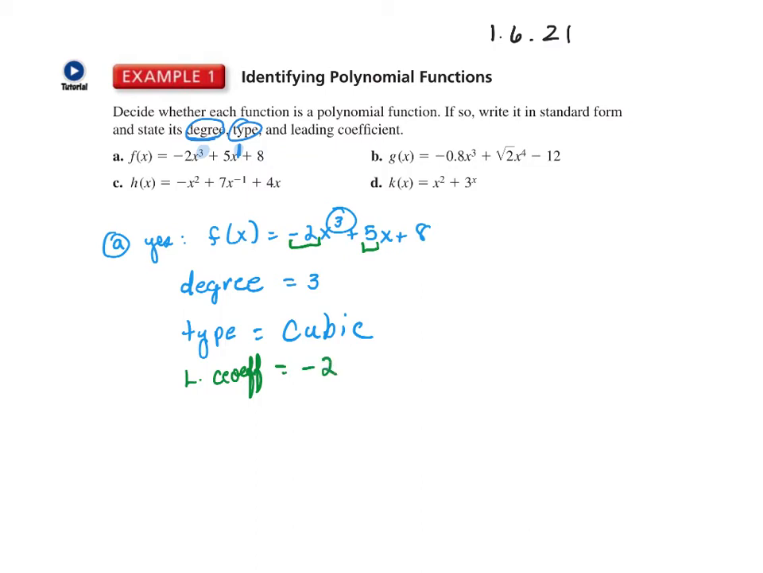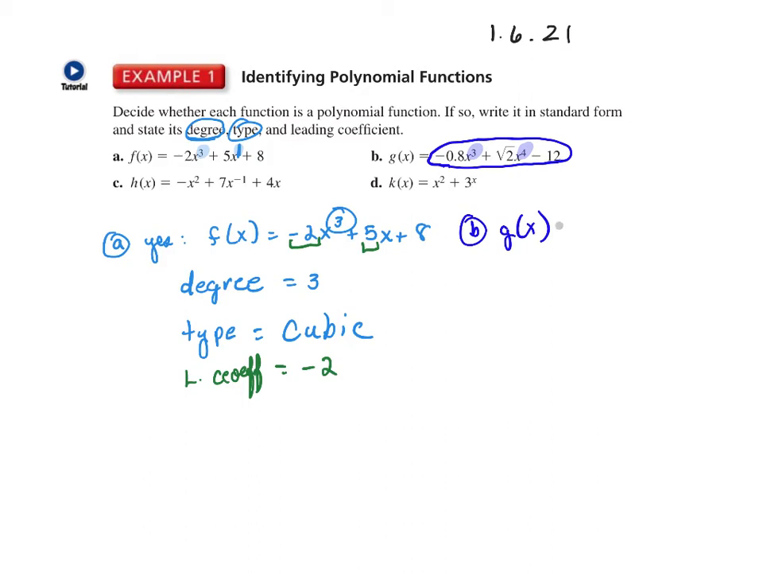Let's look at B here. Problem B, or question B, however you want to look at it. G of x, and we can see it right up here. On your paper, I would rewrite that if you were doing a problem like this. Let's check our exponents to see if we even have a polynomial. Yeah, 3, that's okay. 4, that's okay. And then our constant. So yeah, all our exponents are nice and positive.